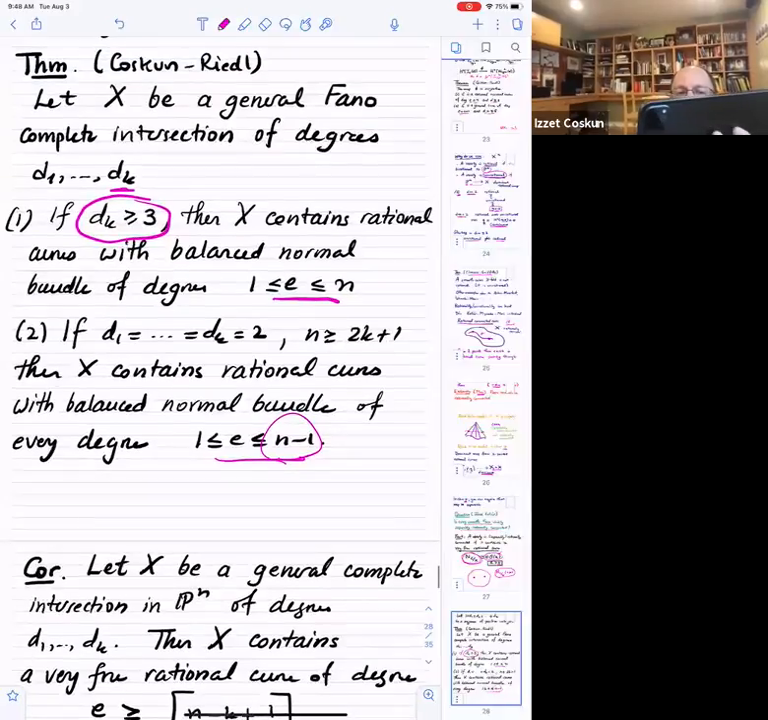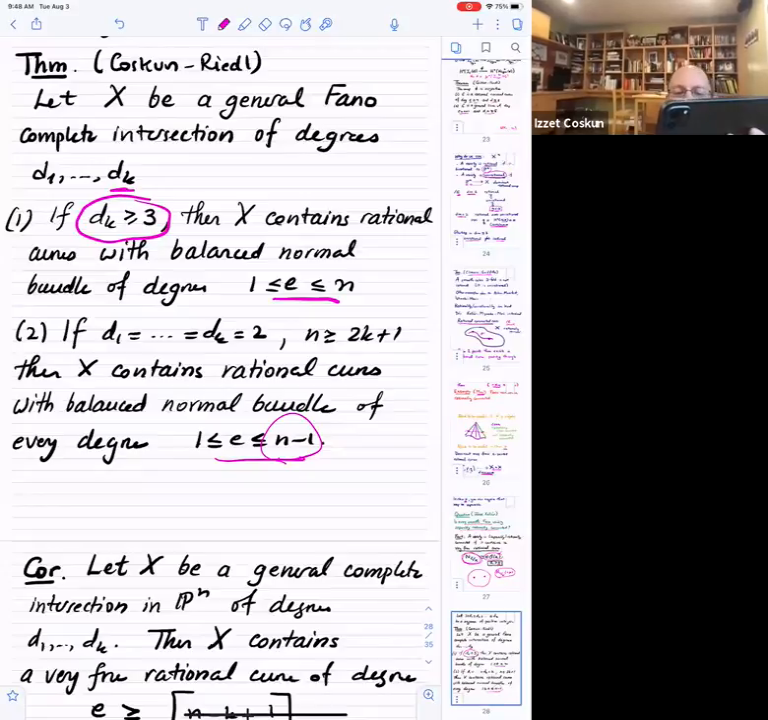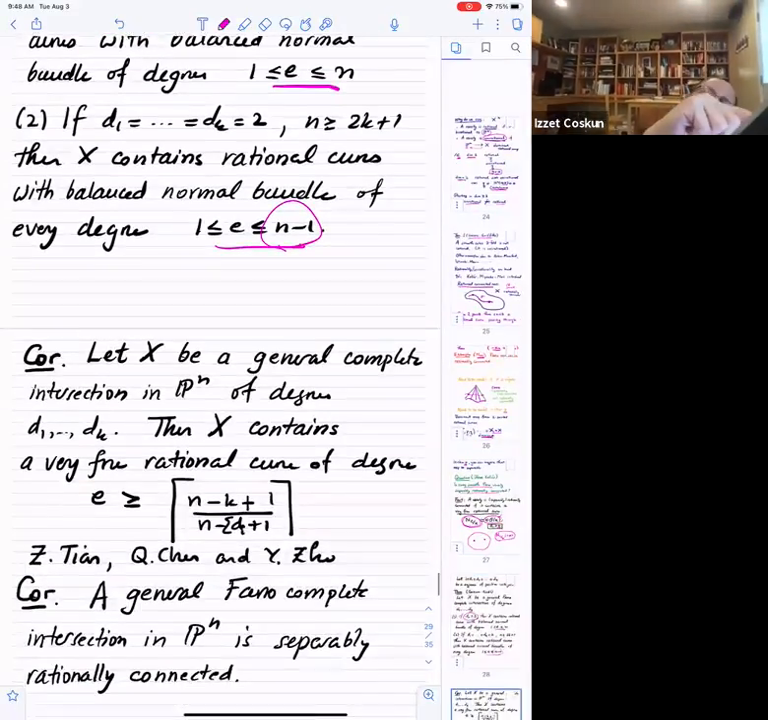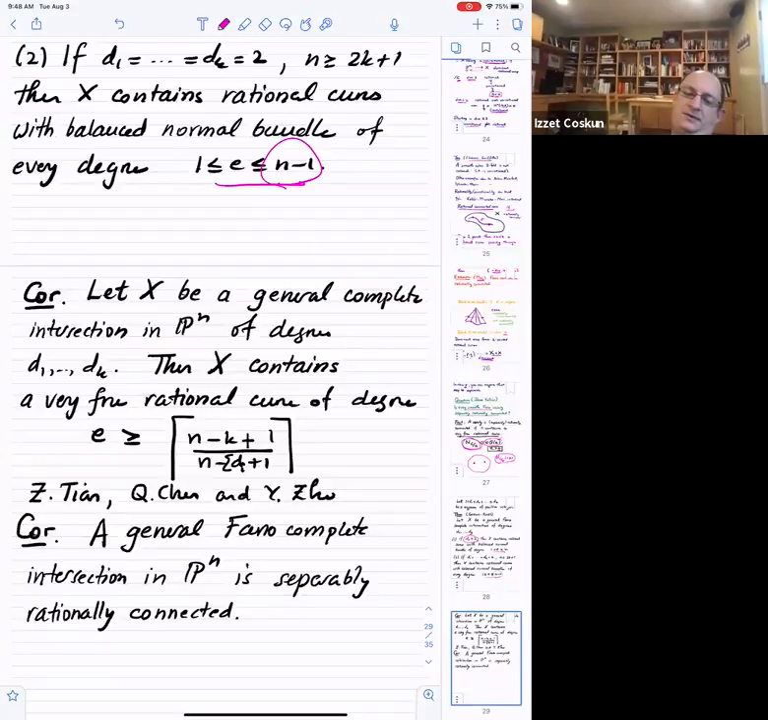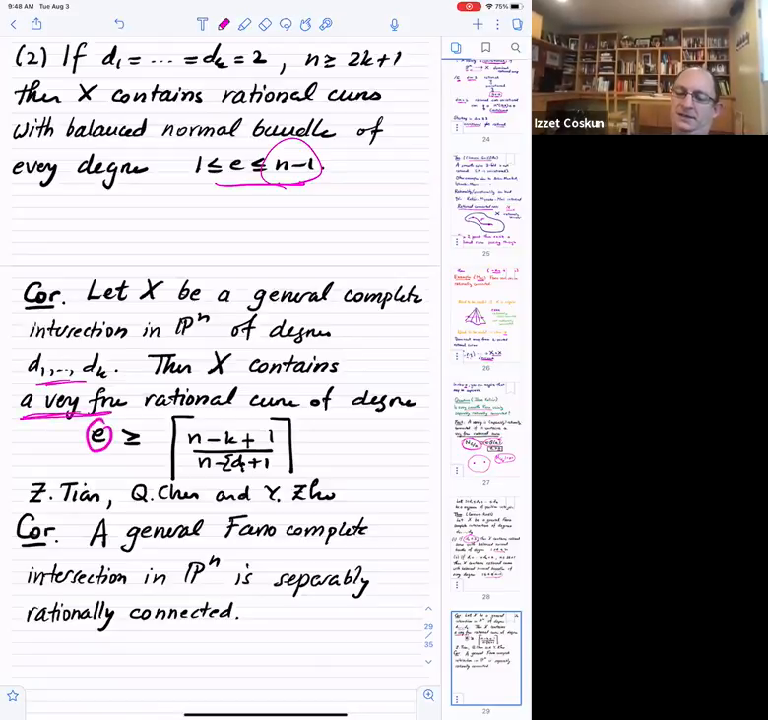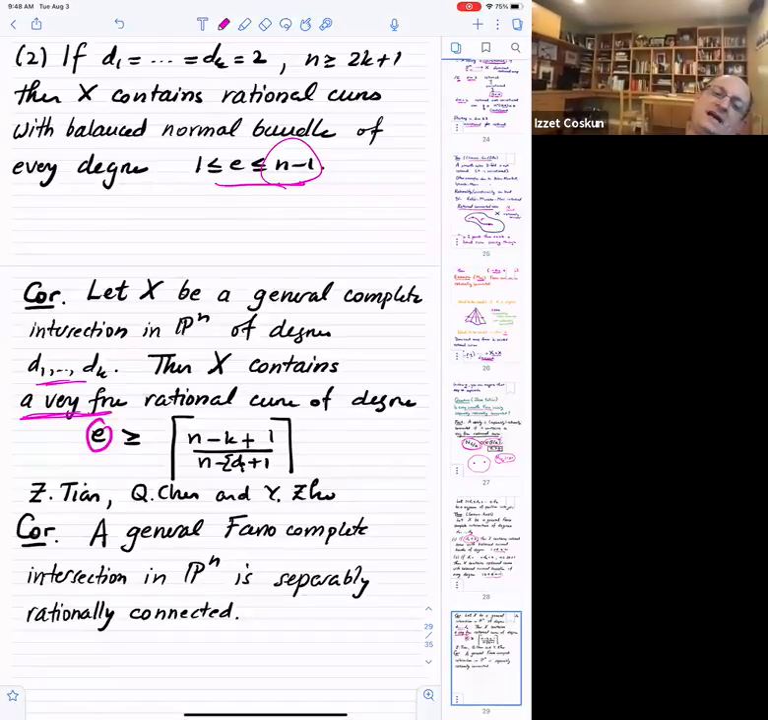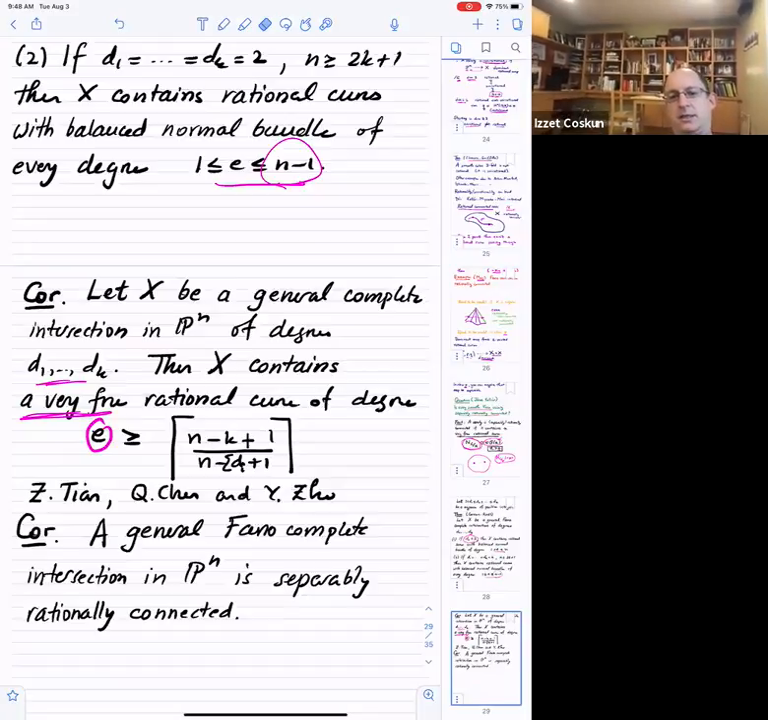Now, what's the corollary of this? What we are saying is that if you have a Fano complete intersection, then you can find rational curves with balanced normal bundle. So what does that mean? Let's do a calculation. In particular, if you have a general complete intersection of these degrees, then you have a very free rational curve, provided that this e is bigger than this. And the consequence, of course, is the theorem of Zhiyu Tian, Qile Chen, and Yi Zhu, which says that a general Fano complete intersection in projective space is separably rationally connected.